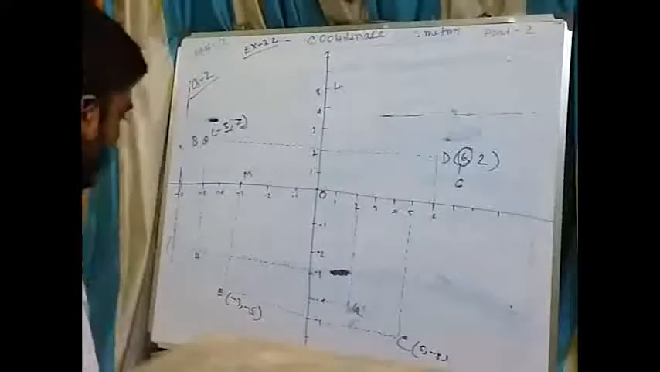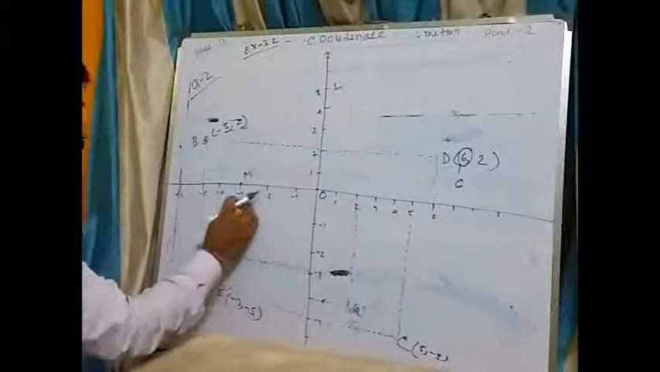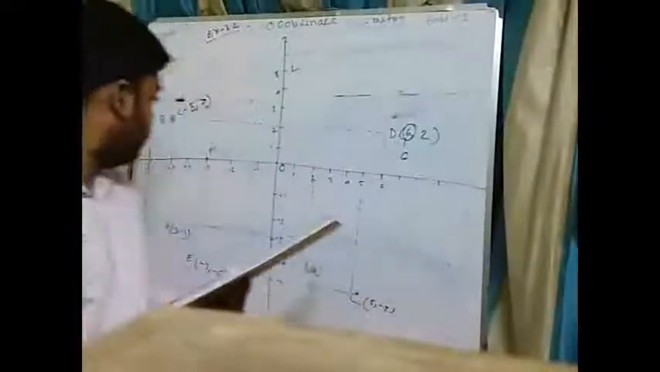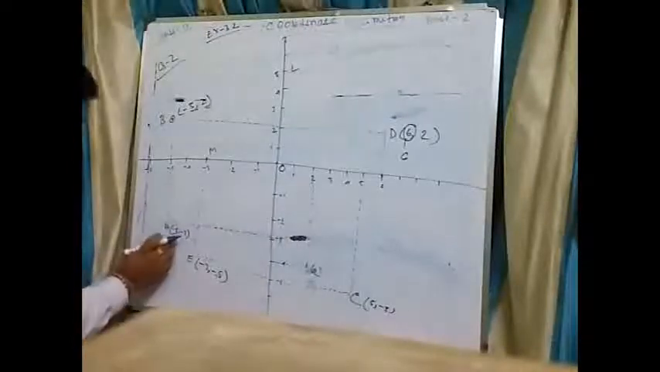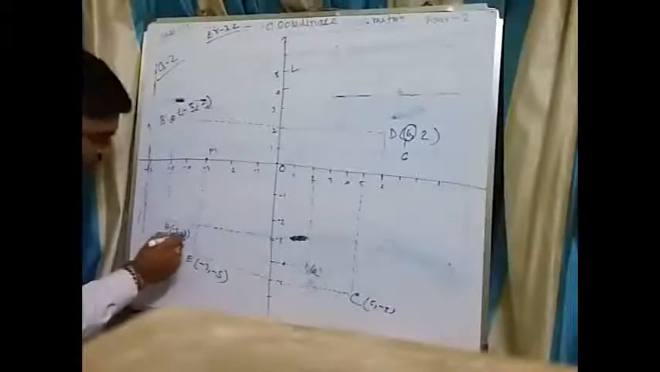Next question. Ordinate of H. H means 1, 2, 3, 4, 5 and 1. Ordinate of H means that point, minus 5, minus 3. First part is abscissa, second part is ordinate. So the ordinate of H is minus 3.